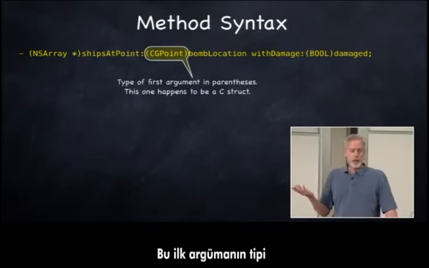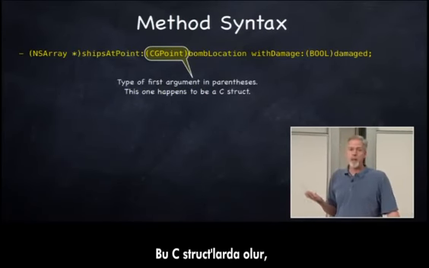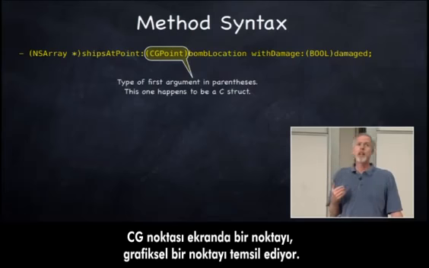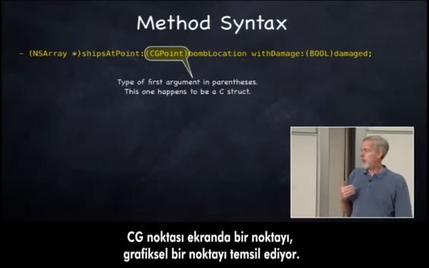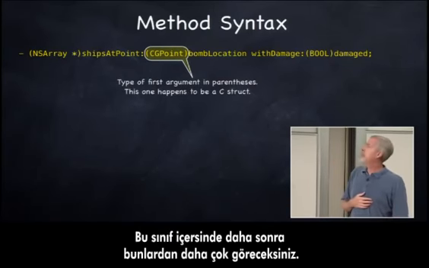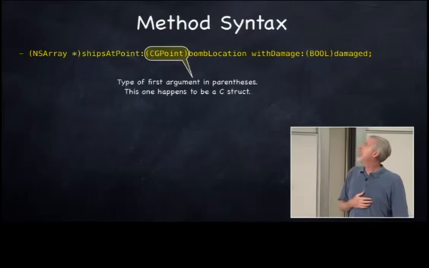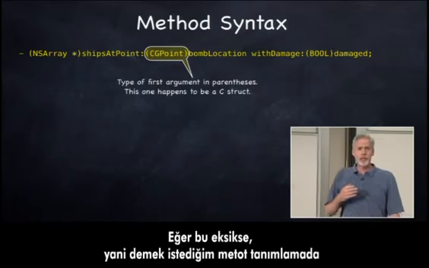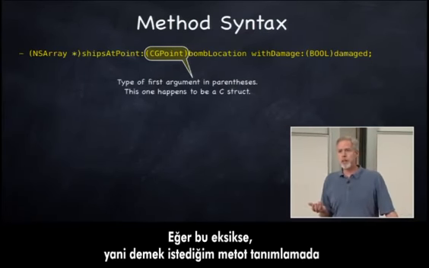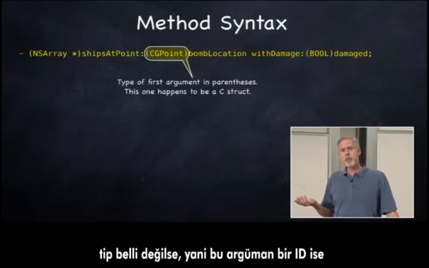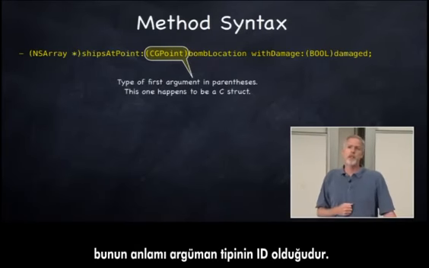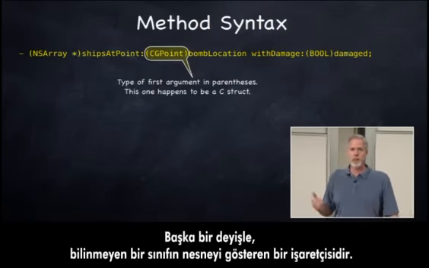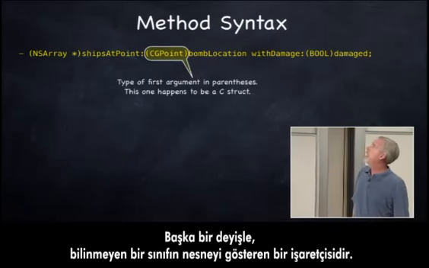This is the type of the first argument. This one happens to be a C struct. CGPoint is a point on the screen, a graphical point. You'll be seeing a lot of this later in this class. If this is missing, that also means that this argument is an ID. So anytime a type is missing in the method declaration, it means the argument is of type ID. In other words, pointer to object of unknown class.